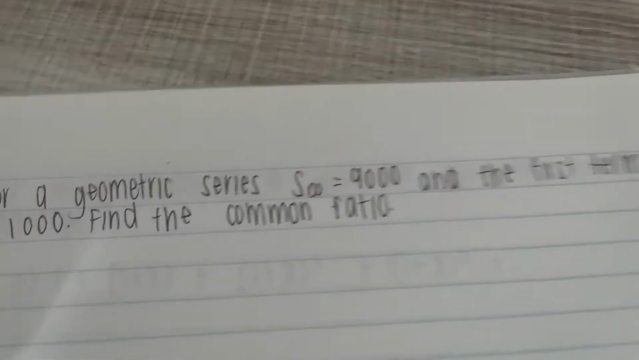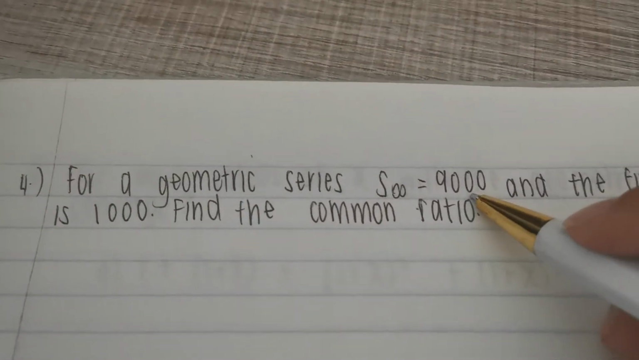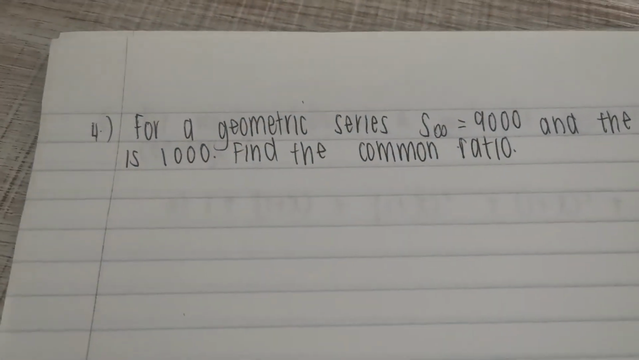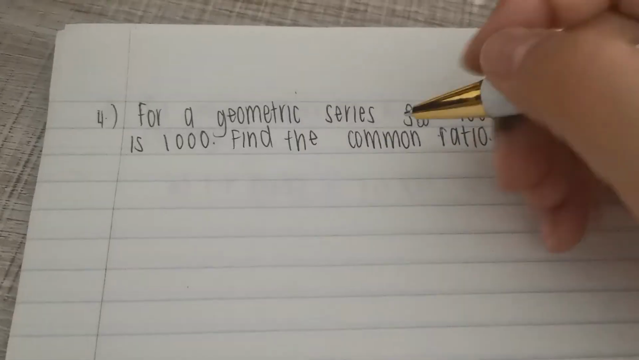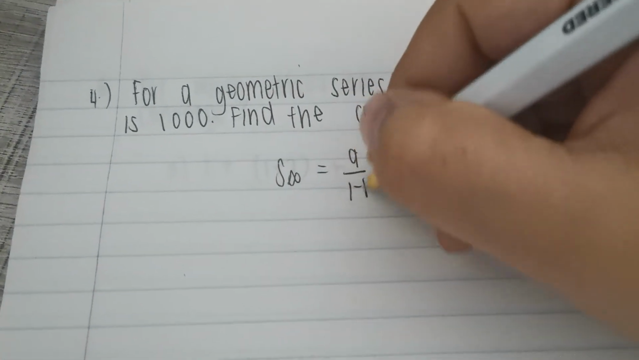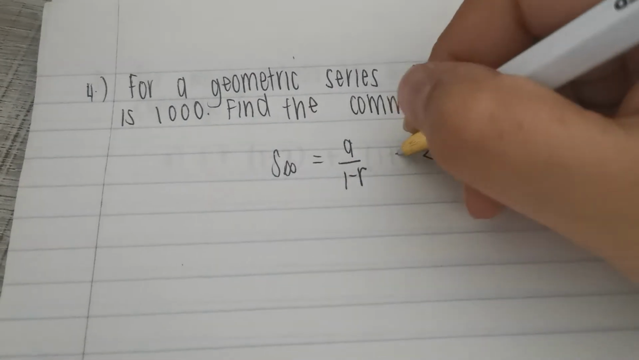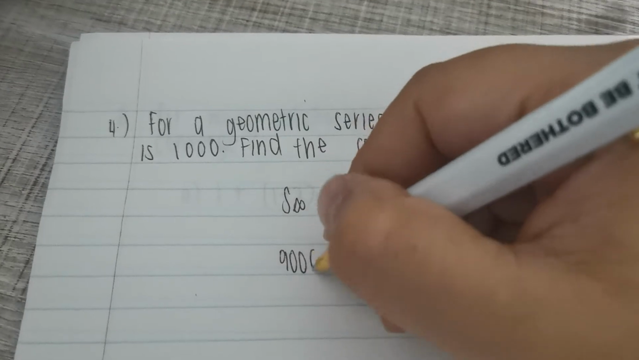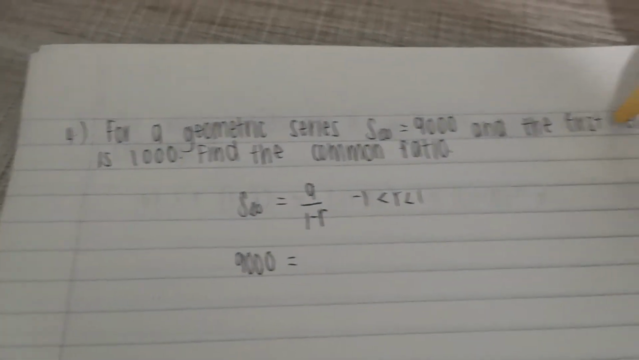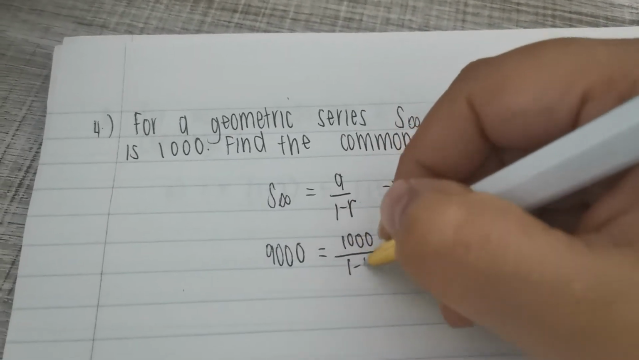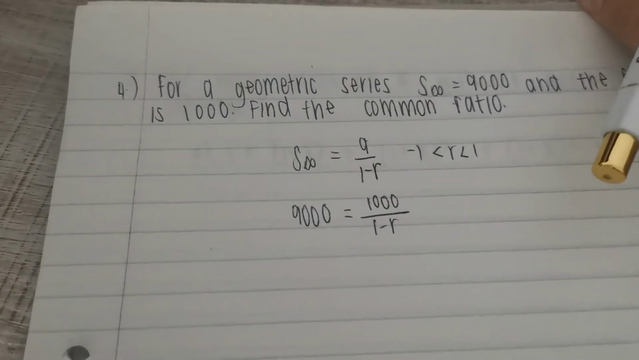It says, for a geometric series, the sum to infinity is 9,000 and the first term is 1,000. Calculate the common ratio. So again, we are given two bits of information, and we want to solve for the third one. We know the sum to infinity, we know its actual value, and we know that the first term a is 1,000, over 1 minus our ratio. We now have to solve for this.